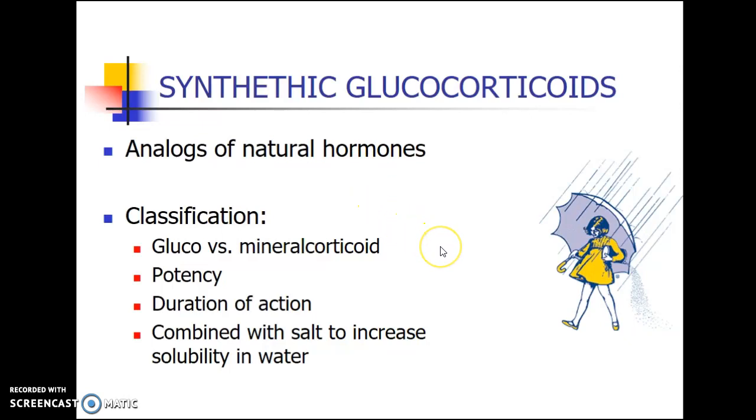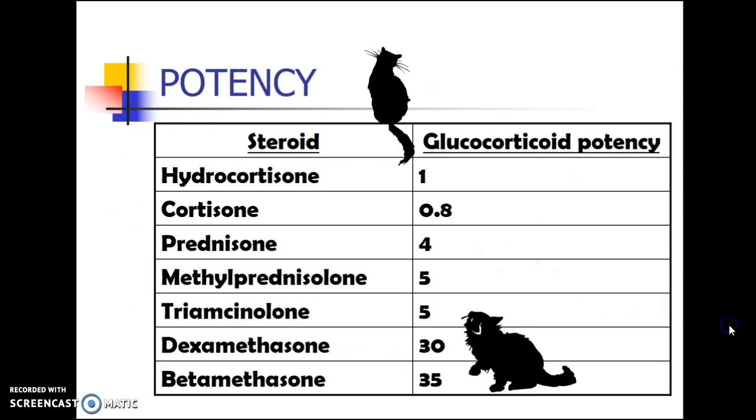They can be classified into glucocorticoids or mineral corticoids, as we've talked about before. They can be classified by their potency, their duration of action, and typically, if we want to make them soluble, then we're going to combine them with a salt. So we have different forms of glucocorticoids, typically for different purposes.